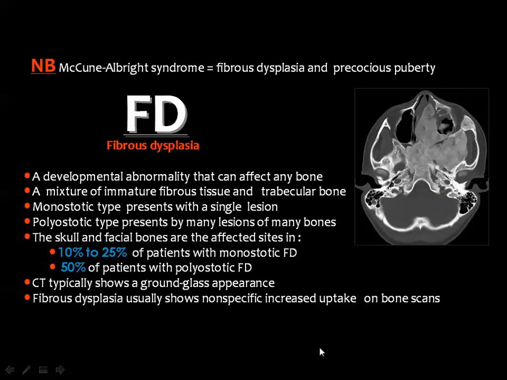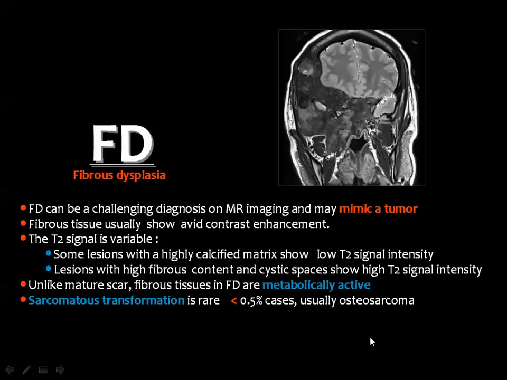with polyostotic fibrous dysplasia. The major diagnostic imaging findings of fibrous dysplasia are bone expansion and the ground glass appearance. There is no bone destruction, no extraosseous soft tissue component. You should remember that this lesion will show significant tracer uptake in bone scan because these lesions are metabolically active.